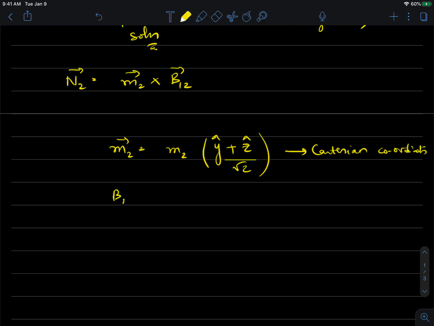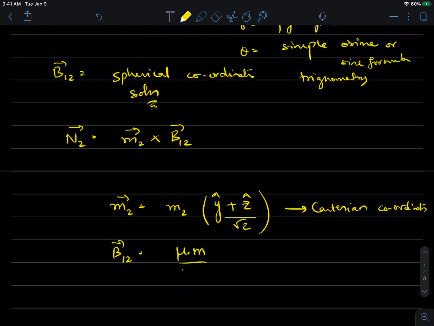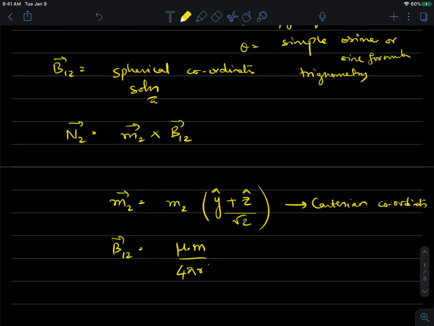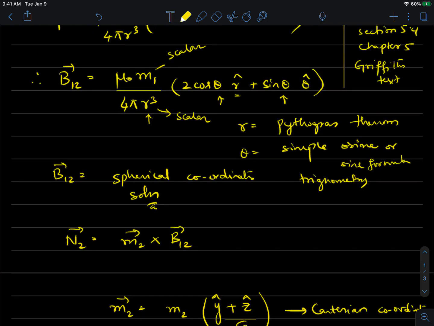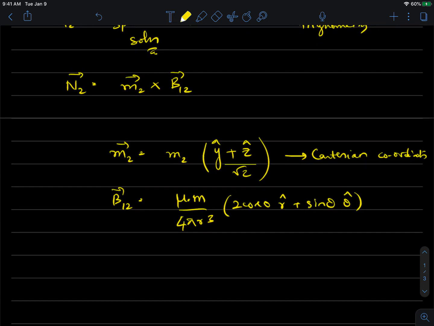However, b12 you'll find will be some value, which is mu naught m by 4 pi r cubed. So substitute the value of r and theta and find the simplified formula here: 2 cos theta r cap plus sin theta theta cap. This is in spherical coordinates.